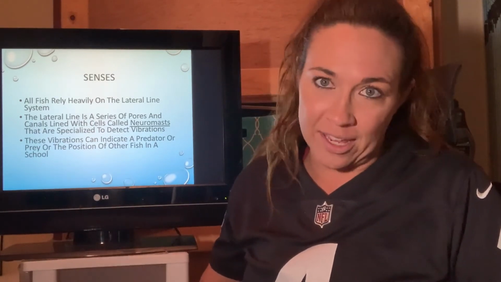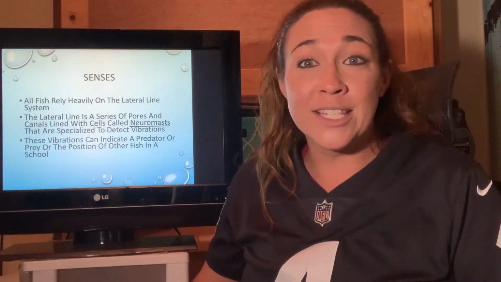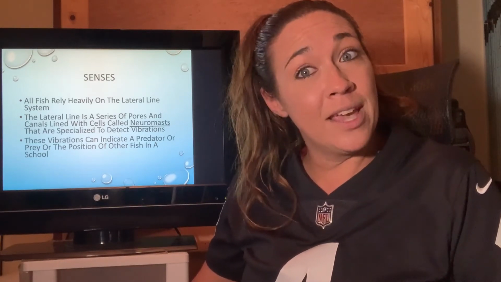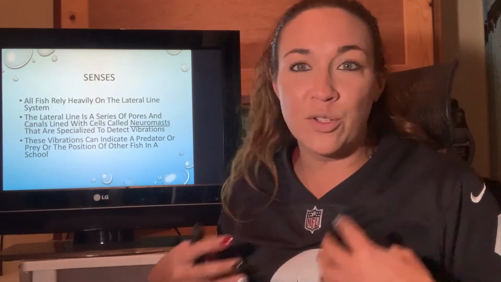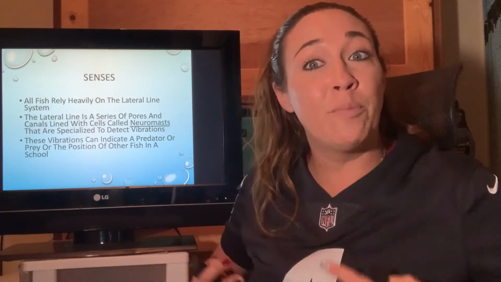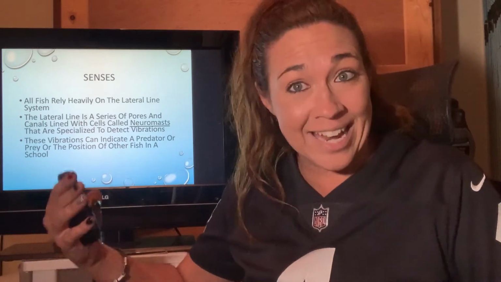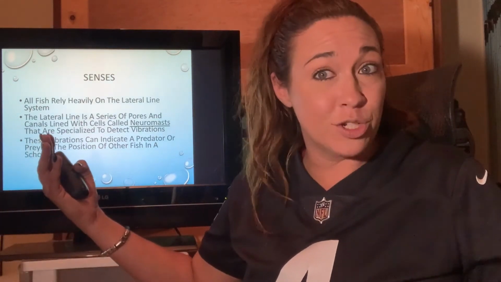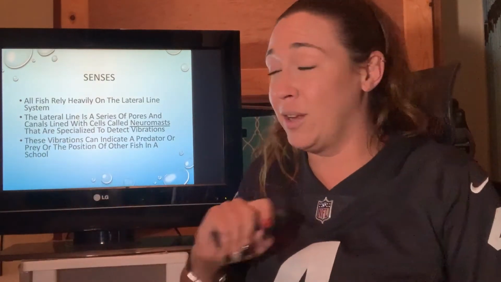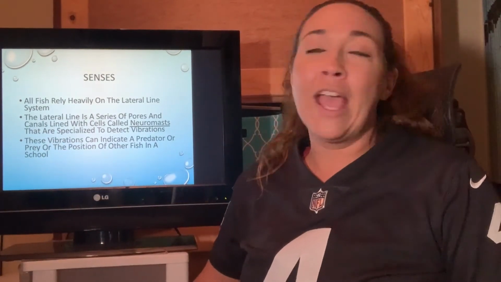senses are key. Eyesight, smell, hearing. Yes, things do have ears in the ocean. Weird. All of these things are really important to help you not be prey or to help you find and get prey, right? It's not just all about not being eaten. Sometimes you actually have to eat so you don't die. Very important. So we have the lateral line.